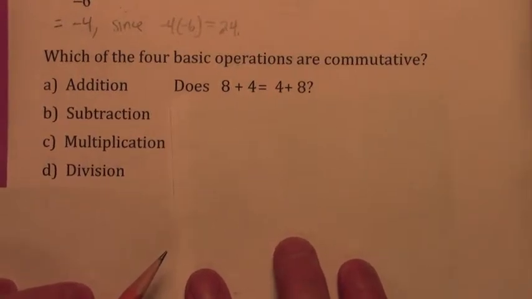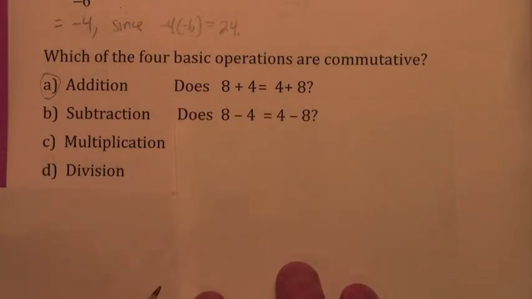For example, is 8 plus 4 the same as 4 plus 8? Yes. They're both equal to 12. So that would suggest that it is a commutative operation. Is subtraction commutative though? Let's make up an example. Is 8 minus 4 the same as 4 minus 8? No. 8 minus 4 is 4. 4 minus 8 is negative 4. So that seems to indicate it's not a commutative operation.